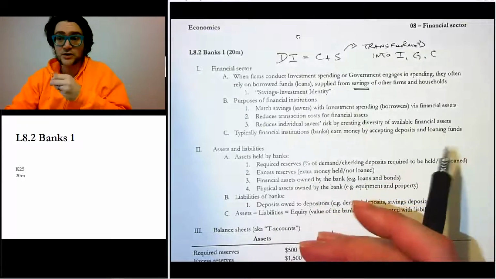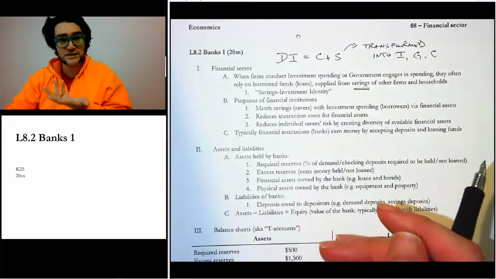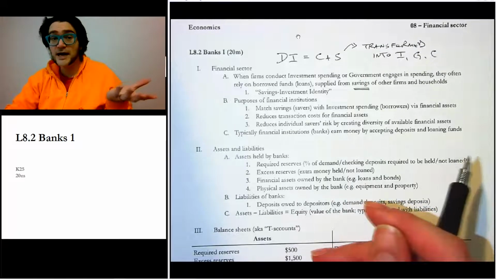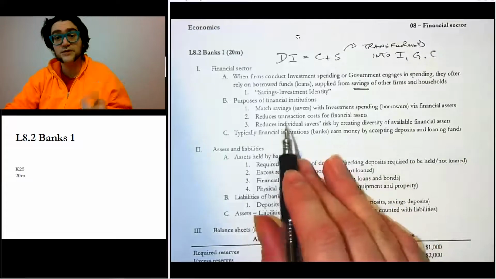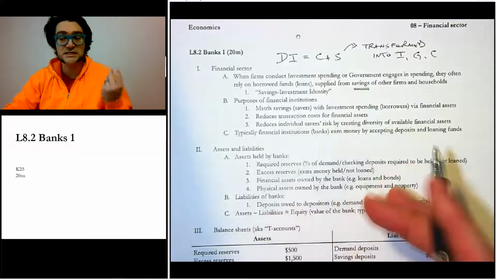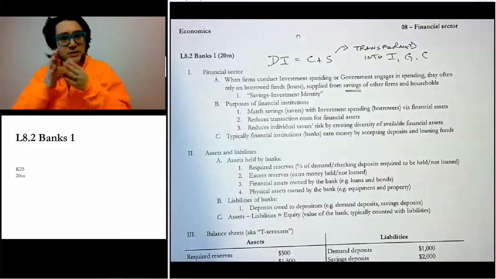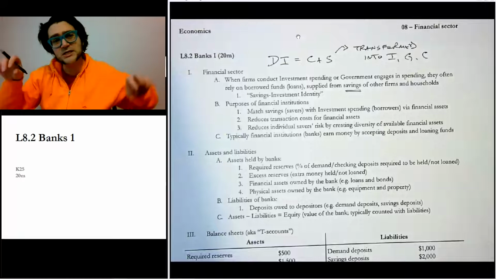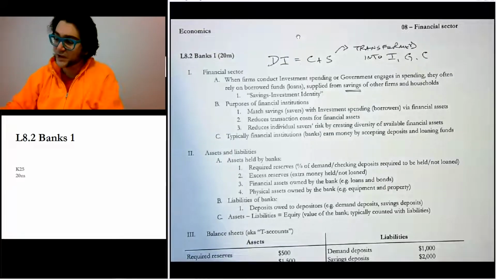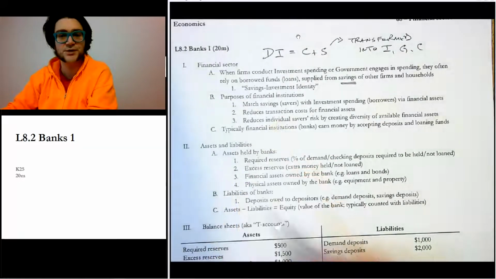That does happen. There are peer-to-peer lending websites out there, but they're quite risky, as you might imagine, right? If you loaned $10,000 to one person and they don't pay you back, then it's all gone. And so this third function, reducing individual savers' risk by creating a diversity of available financial assets, is a really important function. Basically the bank takes your savings of $10,000 and splits it up among lots of different loans that then go on and do other more productive things. So obviously an important function in transforming savings into other spending.